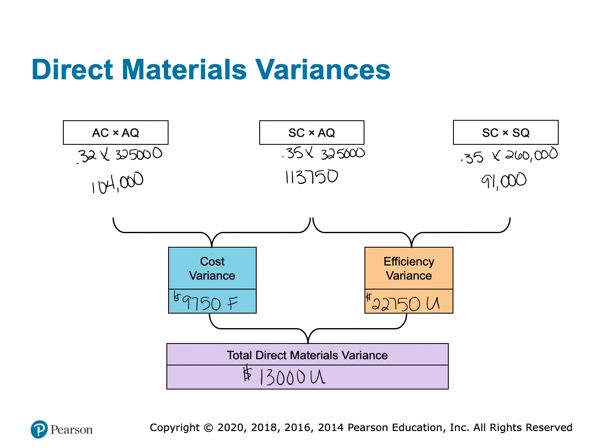Okay, so we already knew that this answer was going to be 13,000 unfavorable. We just didn't know how we got that. So now we know. We know that we saved almost $10,000 by buying some cheaper materials, but we spent almost $23,000 because we used too many materials.